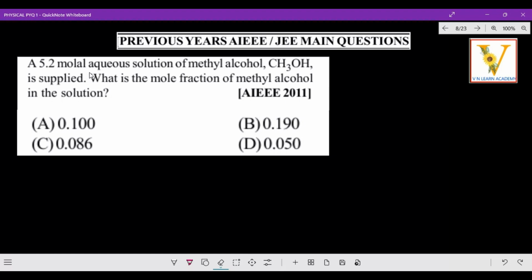A molar solution of methyl alcohol, that is CH3OH, is supplied. What is the mole fraction of methyl alcohol in the solution? See, for mole fraction, how to identify? Mole fraction is chi A, where A is a component. Chi is the mole fraction symbol. So chi A equals the number of moles of A divided by the number of moles of A plus the number of moles of B.